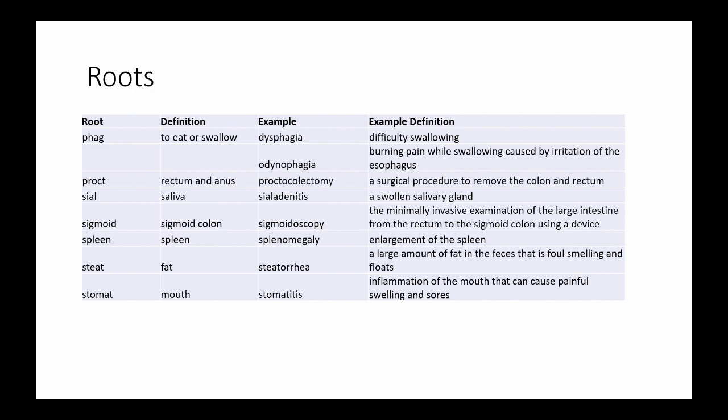Sial means saliva. Sialadenitis is a swollen salivary gland. Sigmoid refers to the sigmoid colon. A sigmoidoscopy is the minimally invasive examination of the large intestine from the rectum to the sigmoid colon. Spleen refers to the spleen. Splenomegaly is enlargement of the spleen. Steat means fat. Steatorrhea is a large amount of fat in the feces that's foul-smelling and floats. Stomat means mouth. Stomatitis is inflammation of the mouth that can cause painful swelling and sores.